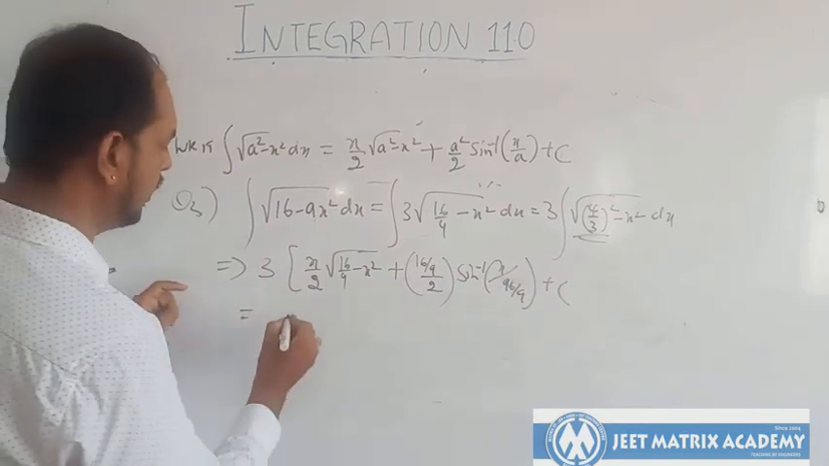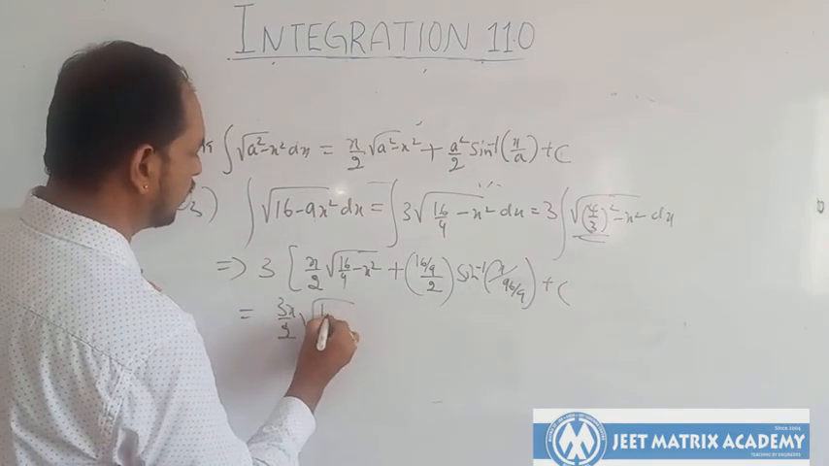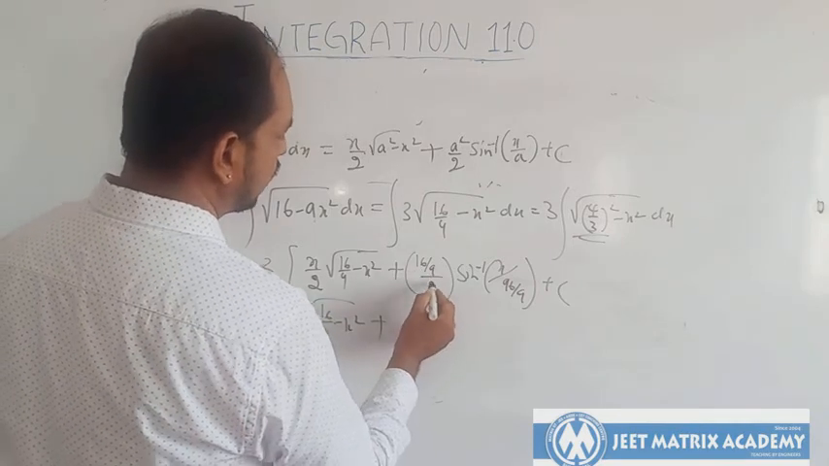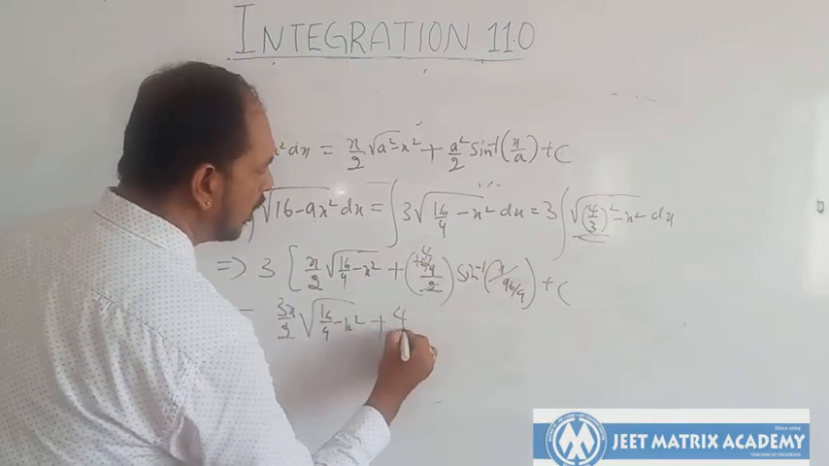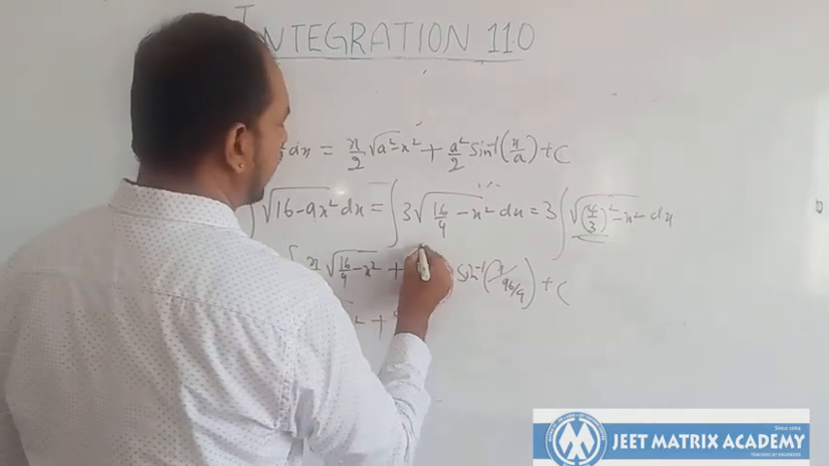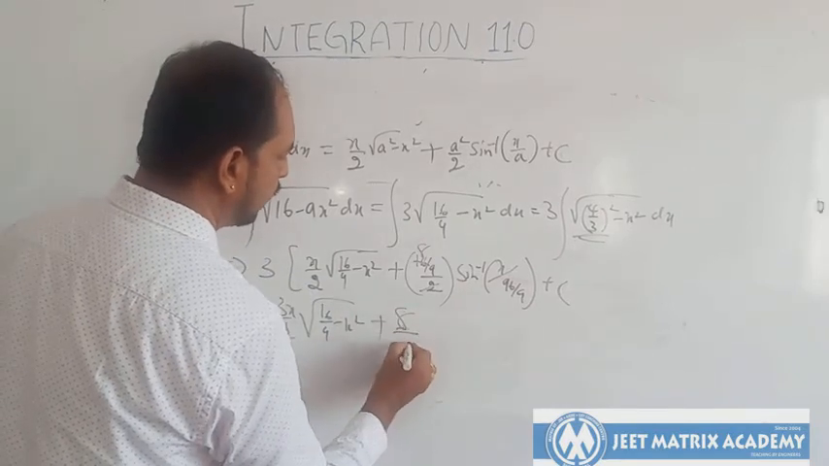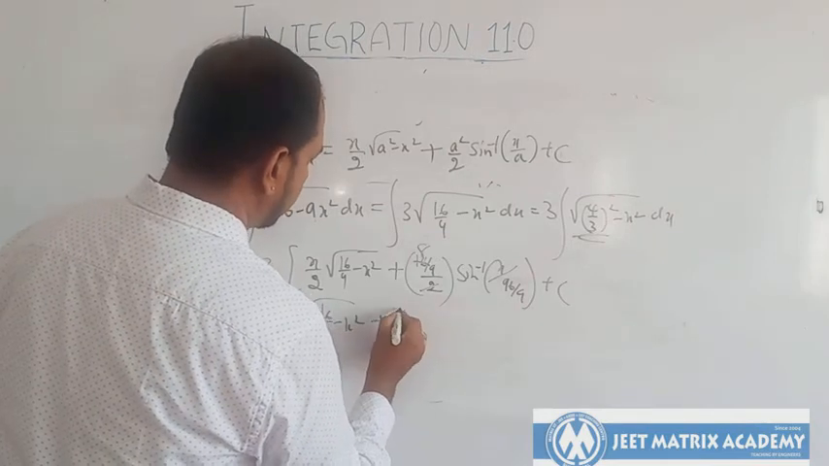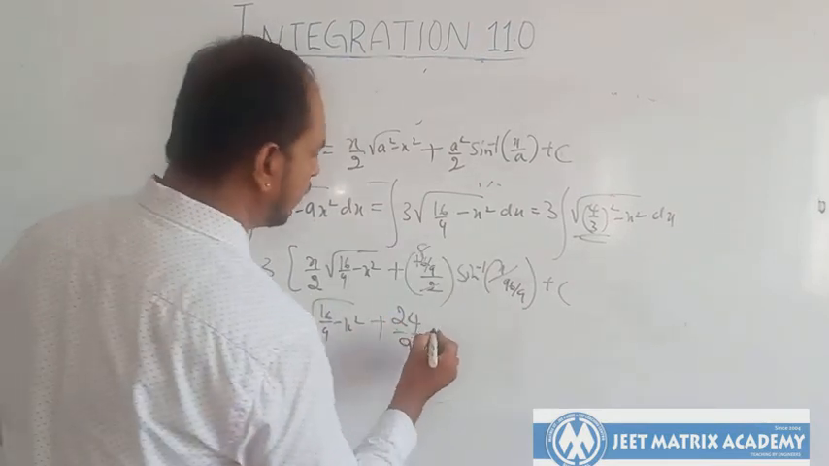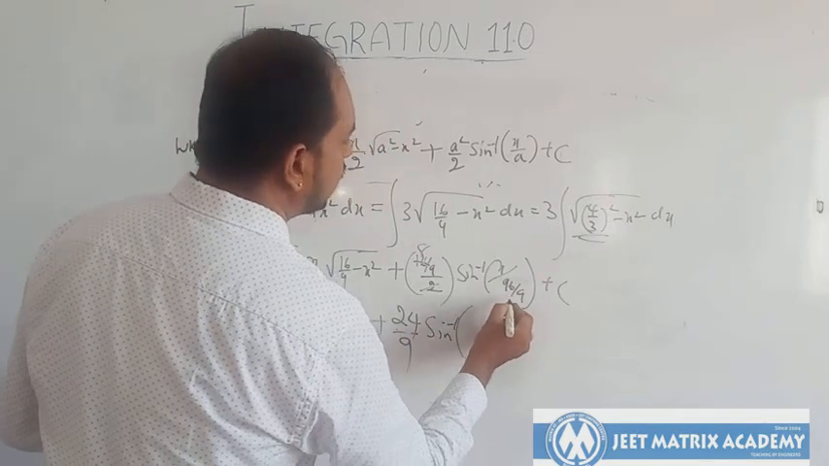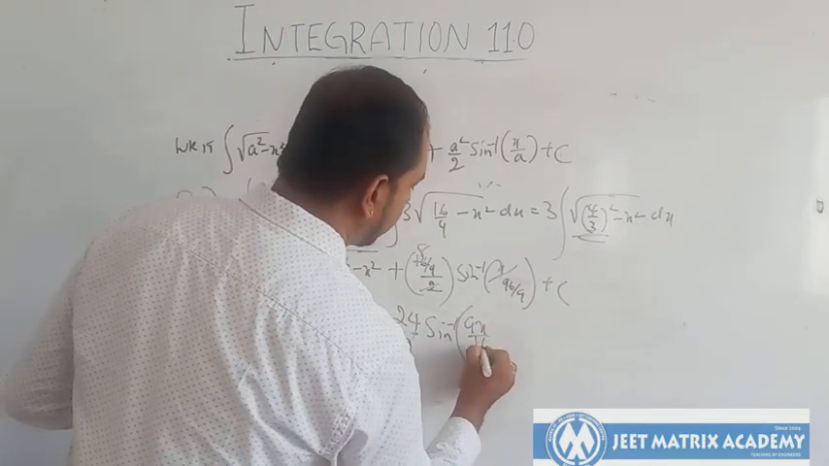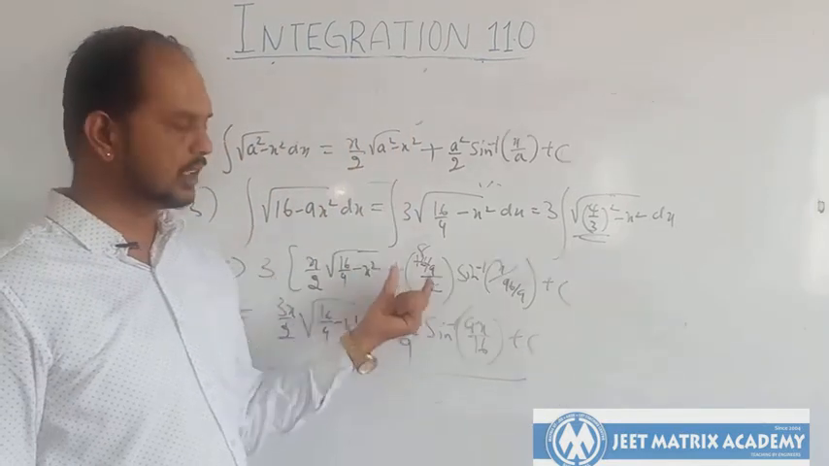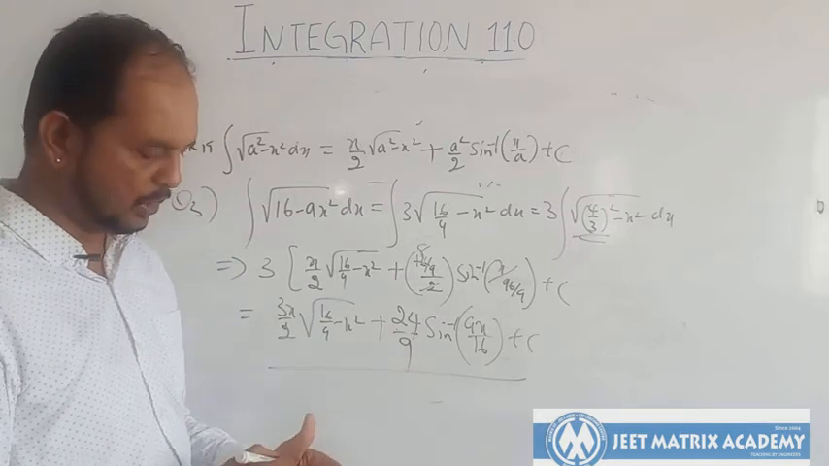Simplify, this will be 3x by 2 root of 16 by 9 minus x square plus, so 2 2s are 4, 2 4s are 8, so it will be 8 by 9, 8 into 3, 24 by 9 sin inverse of 3x by 4 plus c. This is the final answer. So if you remember the form, it is just substitution and simplification. Okay, just 2 steps.